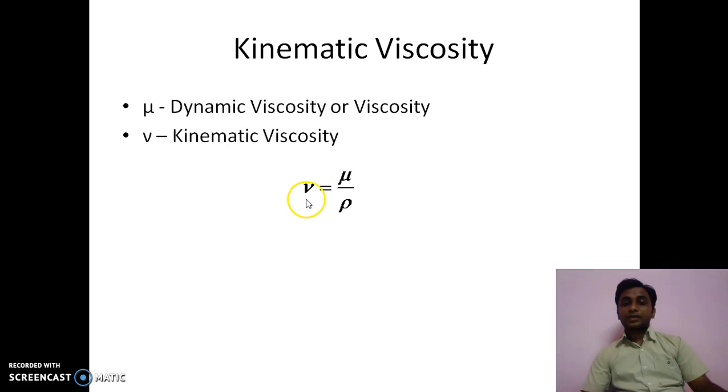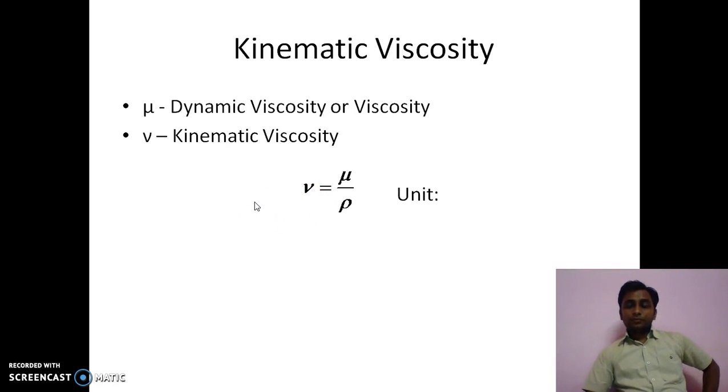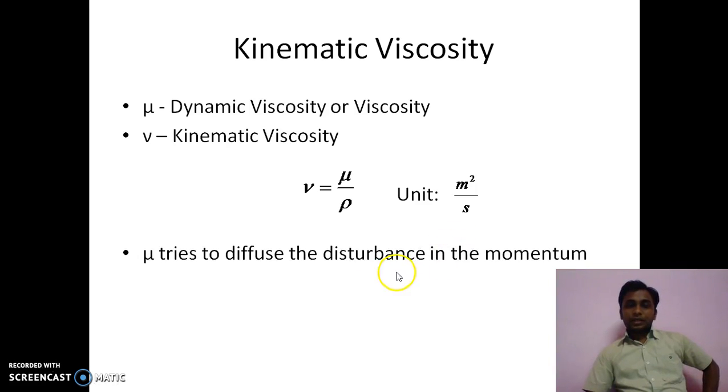But apart from this, kinematic viscosity also has some physical significance. Now what is the physical significance this kinematic viscosity has? Before that, we'll understand what is the unit for nu. If you put here the unit of dynamic viscosity and density, you will come to know that the unit of kinematic viscosity is meter square per second. And now we'll understand what exactly the significance of this kinematic viscosity is.